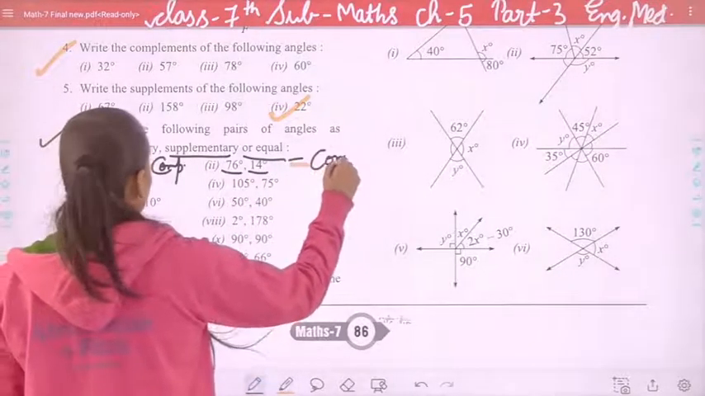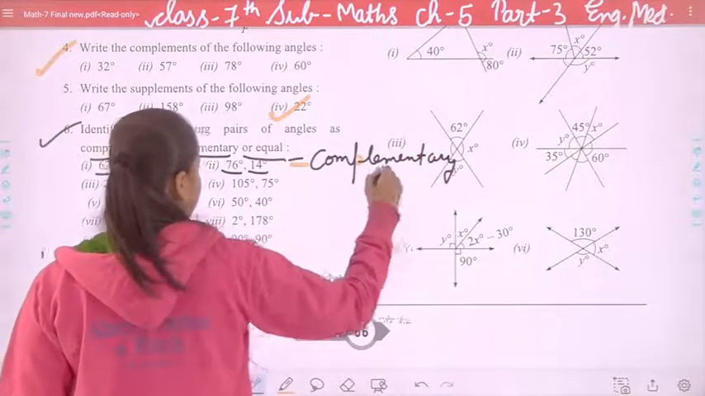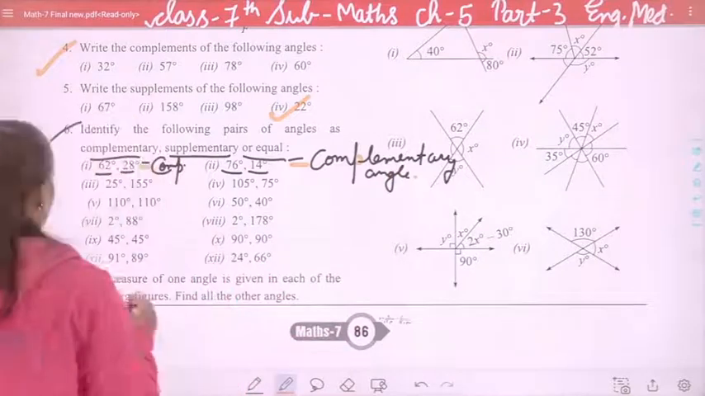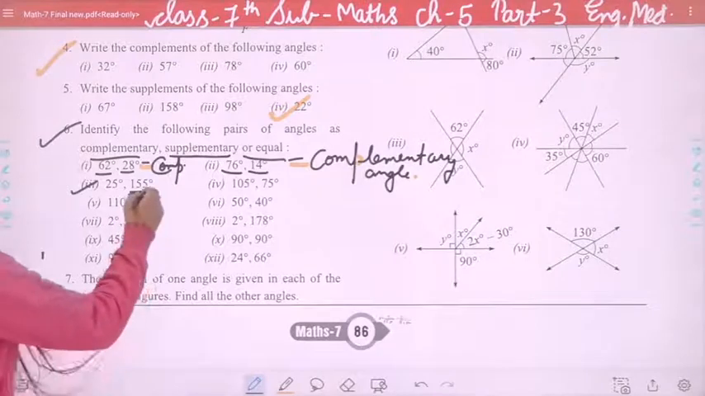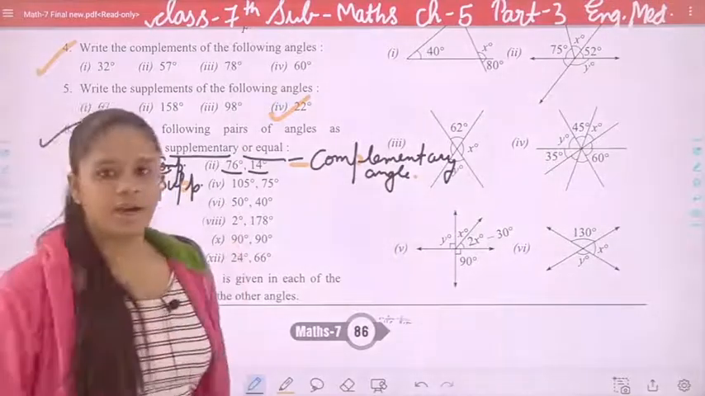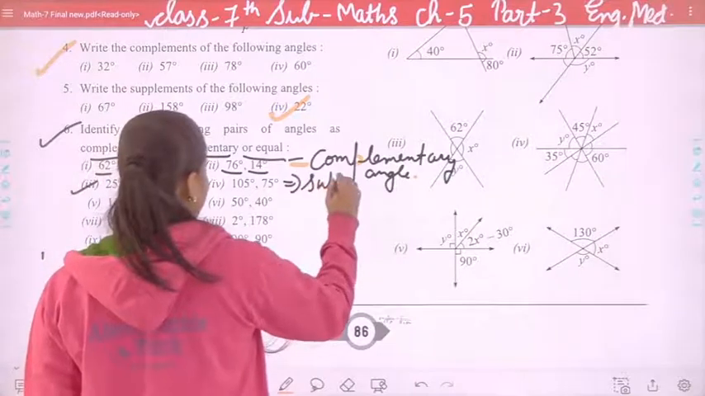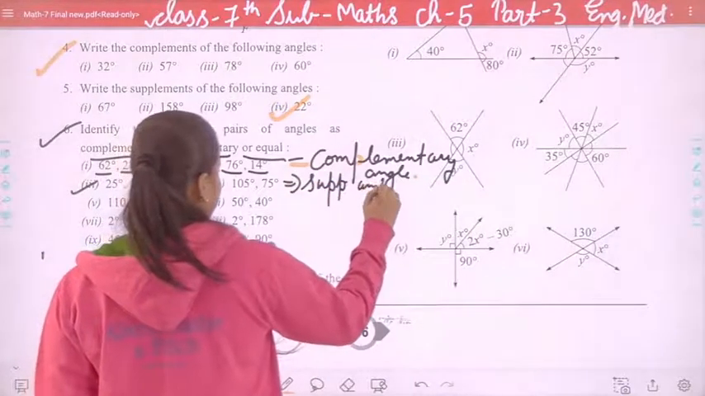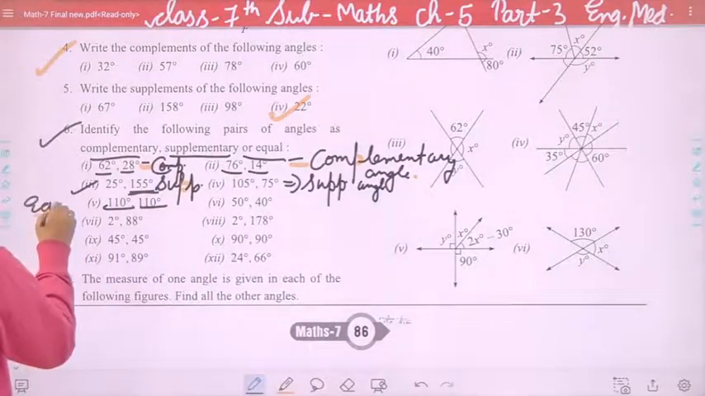Again this is complementary angle. Right? Next 25 and 155. तो 25 तो 90 से कम है, क्या 155 भी है? नो, इट विल बी सप्लीमेंट्री एंगल. Next 105 degree and 75 degree, that will be supplementary angle. Next 110 and 110, that is equal.